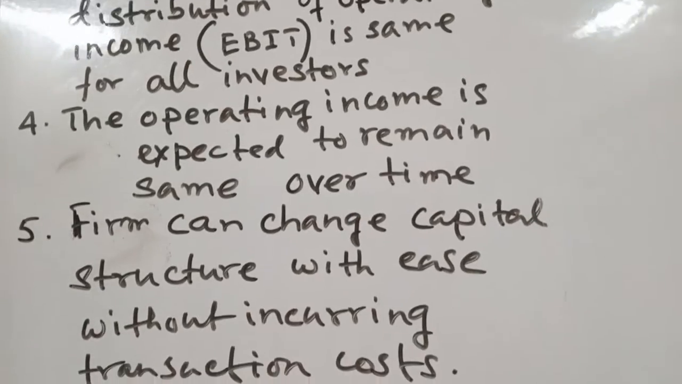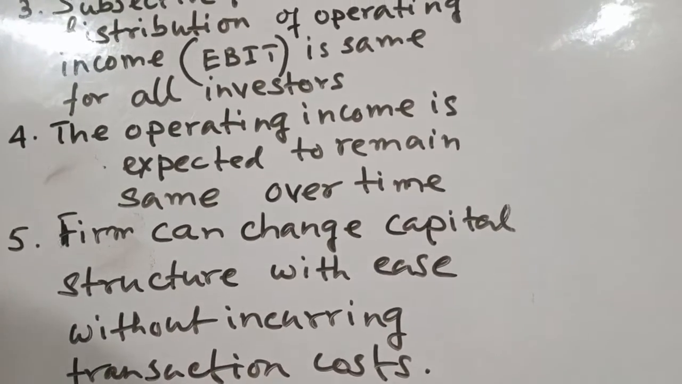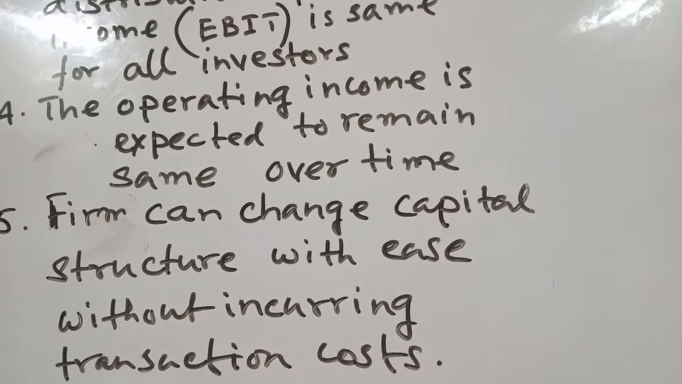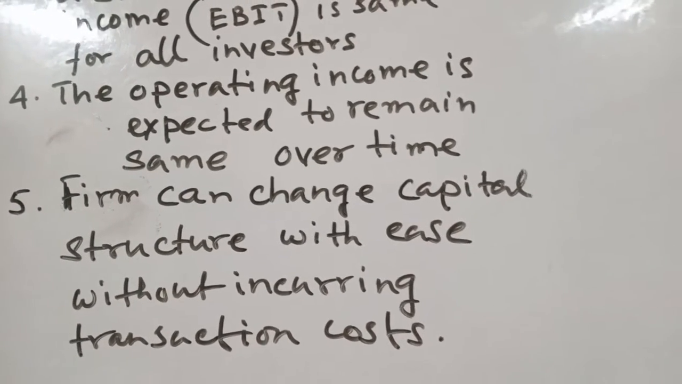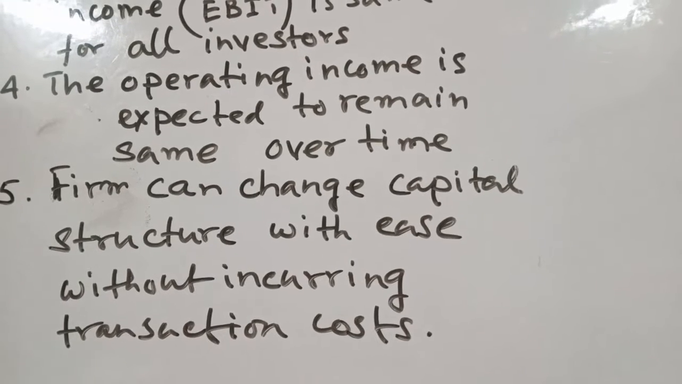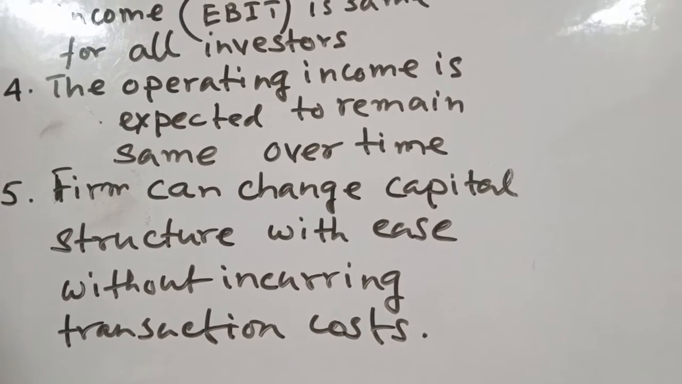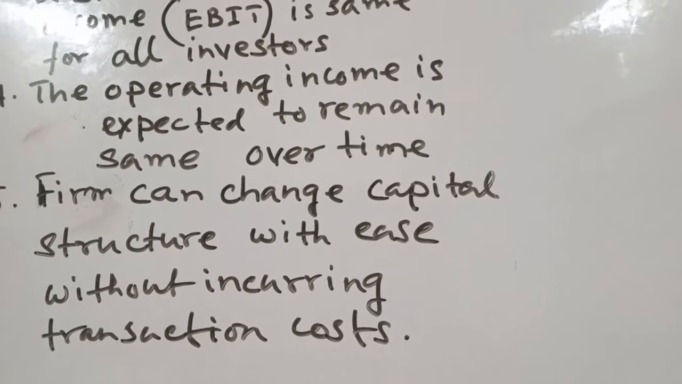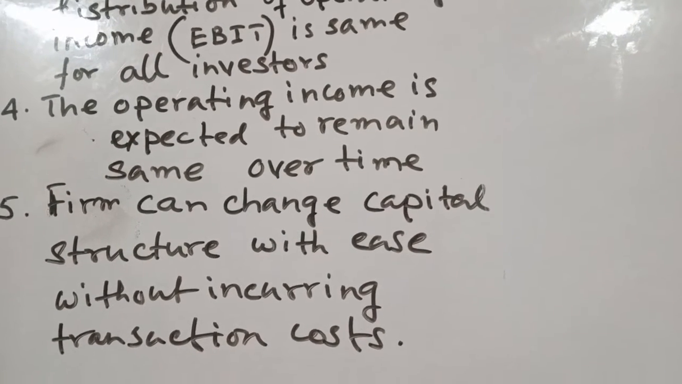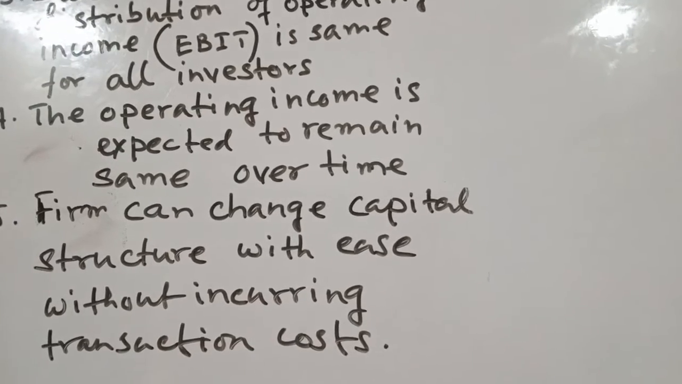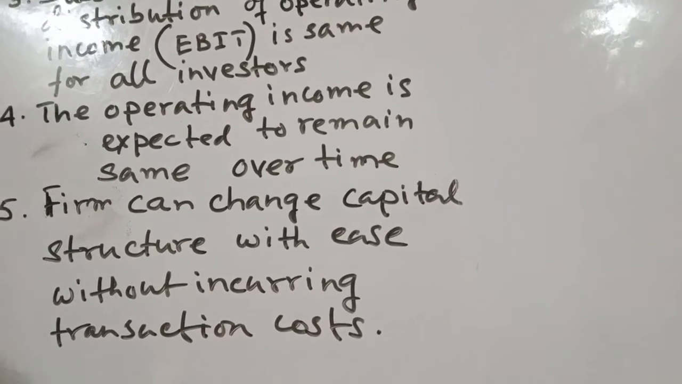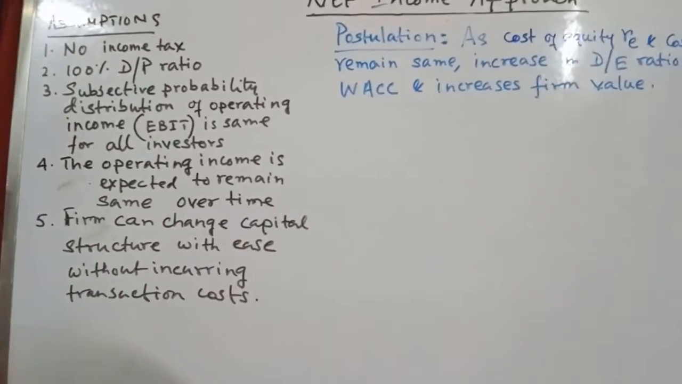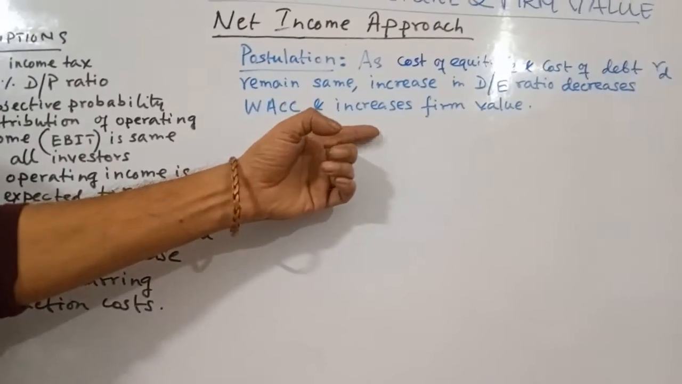Number five, the firm can change its capital structure with ease without incurring transaction costs. That means the firm can alter the DE ratio, that is the debt equity ratio, almost instantaneously without incurring any transaction cost for acquiring either equity capital or debt capital, right? So on the basis of these assumptions, this postulation is made.